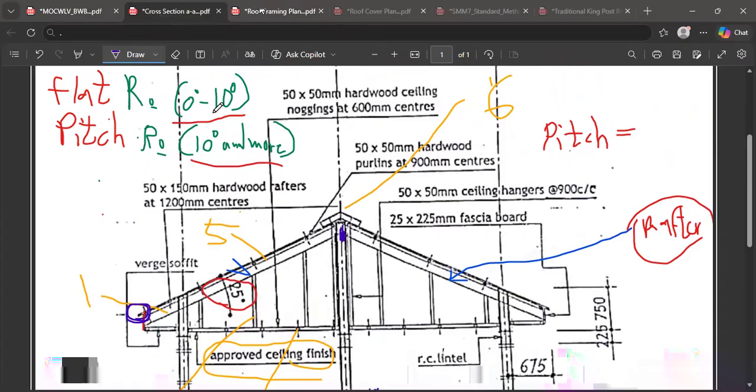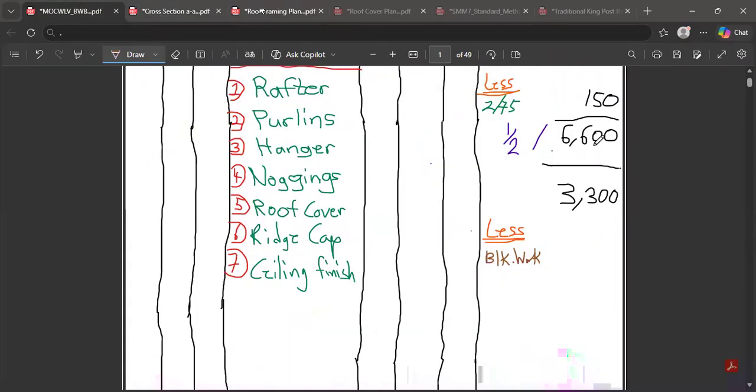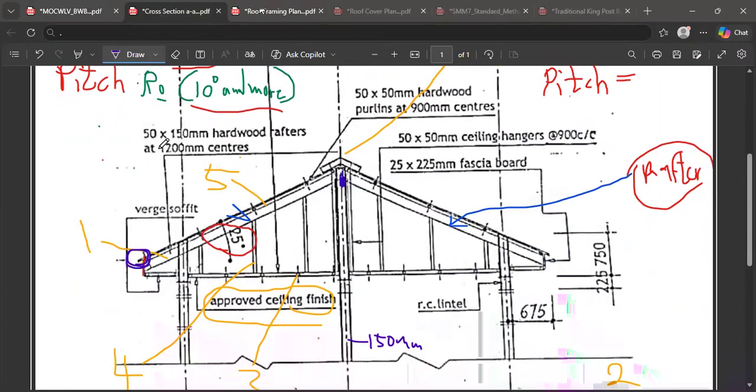If it was the 6600, we would have subtracted 150 from it. But this time, because it is just one, we will just subtract what? 75. So if I want to give you a visual form of that, then this is it over here like this. See. So this is just the length we are calculating for. Have you seen? So that is how it looks like.